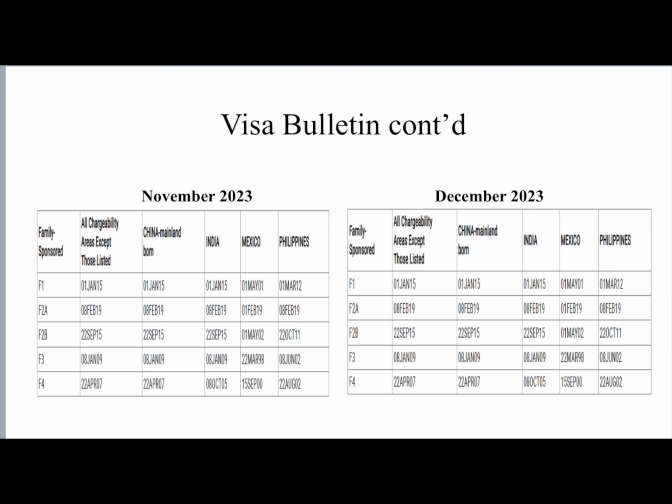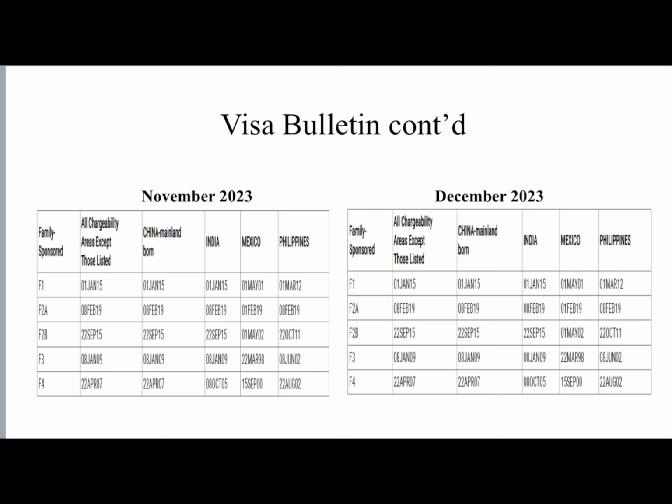F1 saw no changes. F2A, no change. F2B, the same. F3 and F4, the same. So the bulletin didn't change for November. For December, there were absolutely no changes.